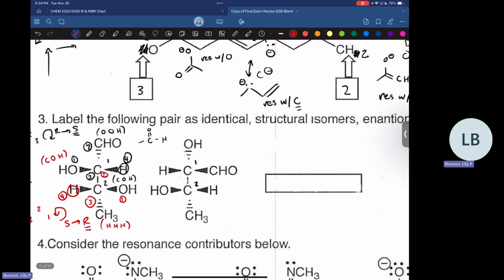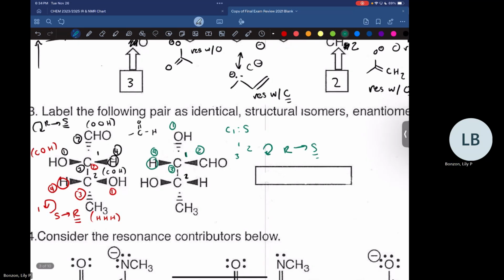And then moving on to the structure on the right, for our carbon 1, the highest priority is going to be OH. Hydrogen the least. As we determined on the left side, our CHO is going to be our second highest priority, and then towards the bottom is going to be our third. When we do our rotation, this is going to be R. Again, hydrogen is on the wedge, so we need to flip it. So we'd get S for carbon 1 of the right structure.